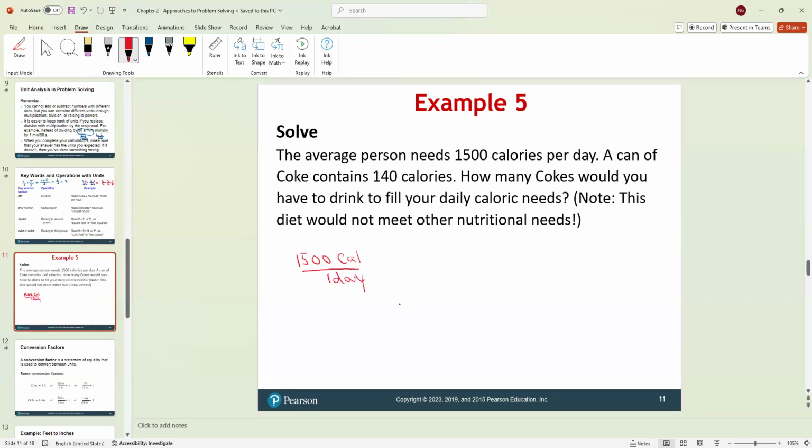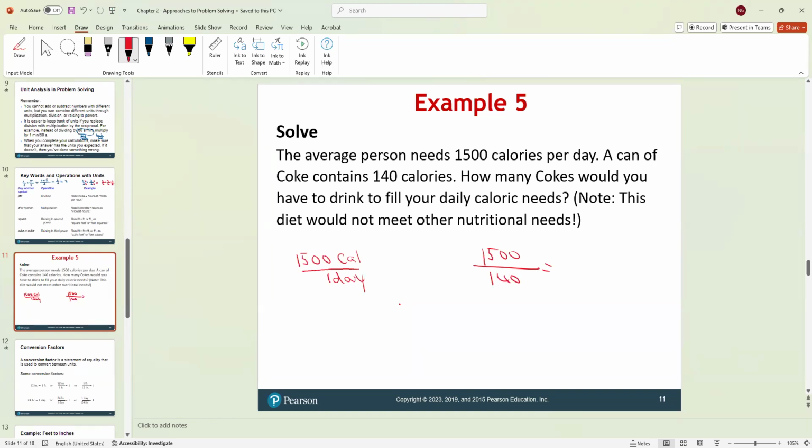But we already said one Coke has 140 calories. So how many Cokes do you need to drink? Would you multiply or divide here? What would you do? Yes, you need to divide, because if you multiply, you're going to need more Coke. If one Coke has 140 calories, divide the number of calories you need by the number of calories in one Coke. Once you do that, it would give you a beautiful number.